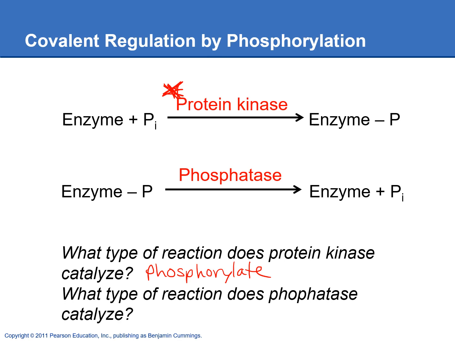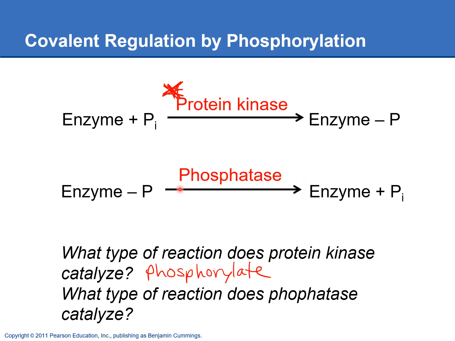So here we've got our enzyme and we've got a phosphate group. The protein kinase enzyme will grab both of these and stick the phosphate group onto the enzyme with a covalent bond and change the shape of that active site, and maybe that will turn the enzyme on.